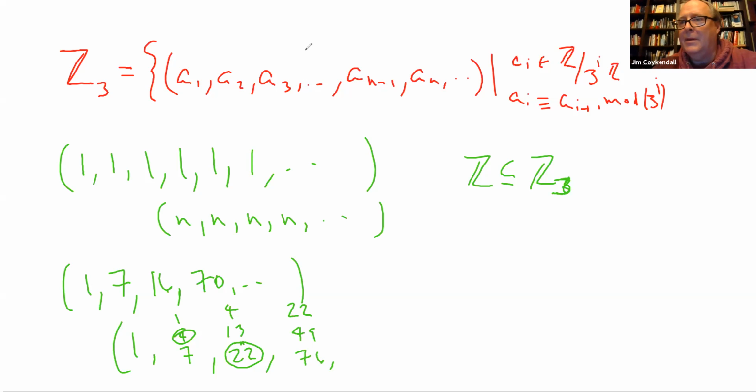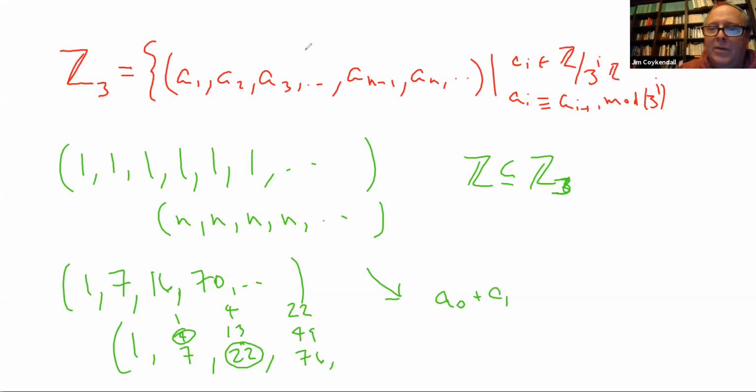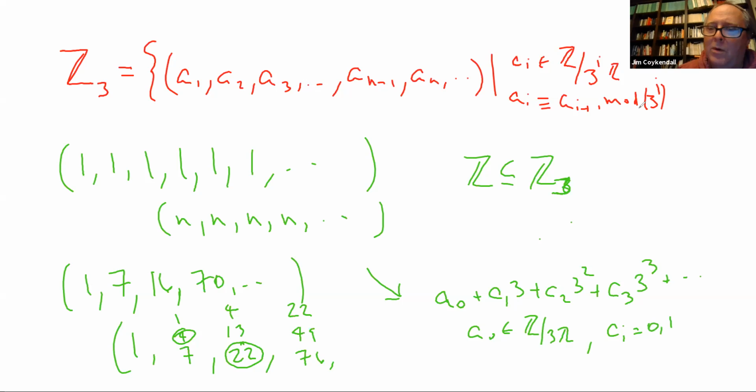Everybody agree with that? And so, in a certain sense, you can also sort of write in a sloppy way, A0 plus C1 3 plus C2 3 squared plus C3 3 cubed, etc. Where each A0 is in Z mod 3Z, and each Ci is equal to 0, 1, or 2.